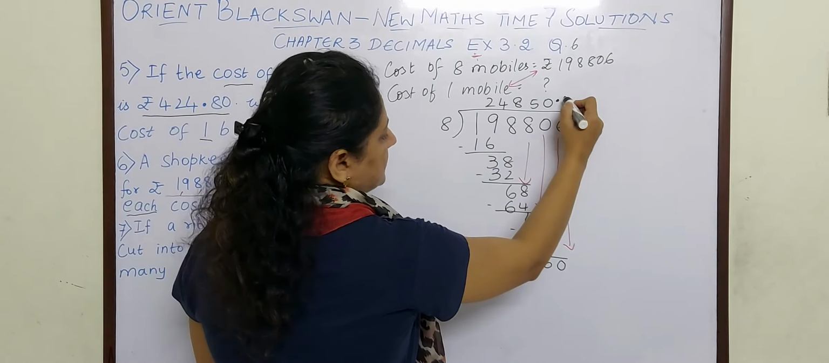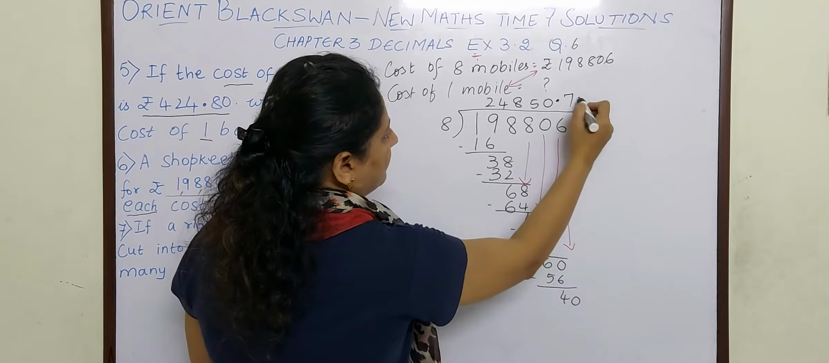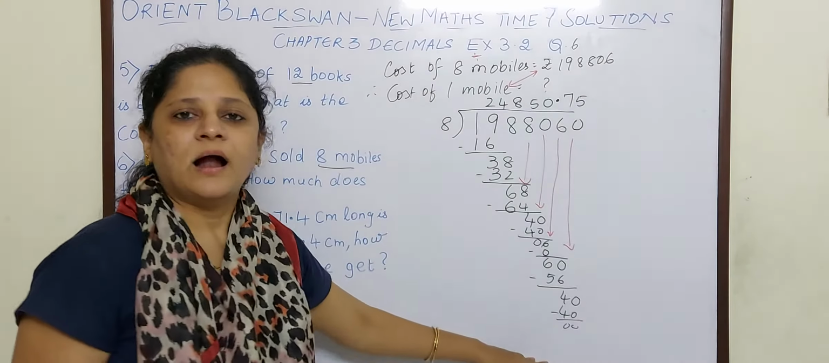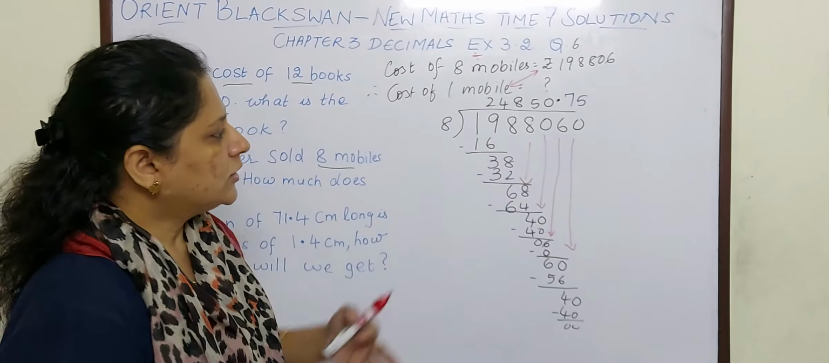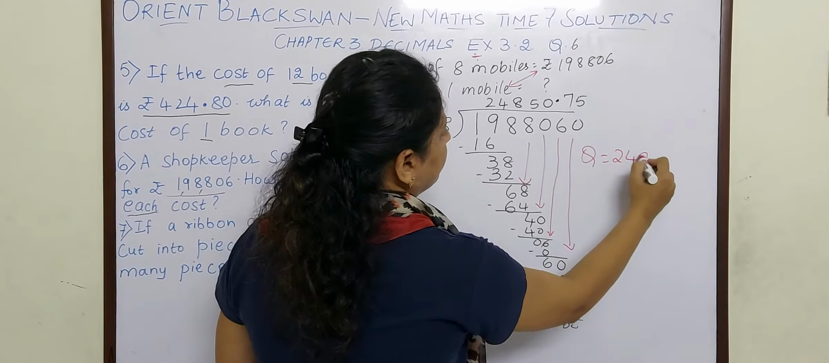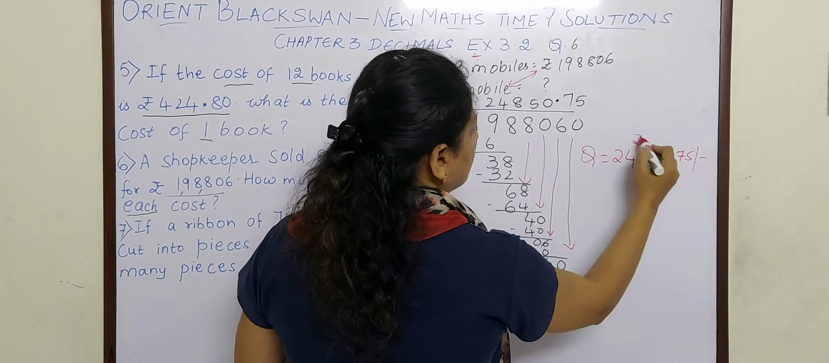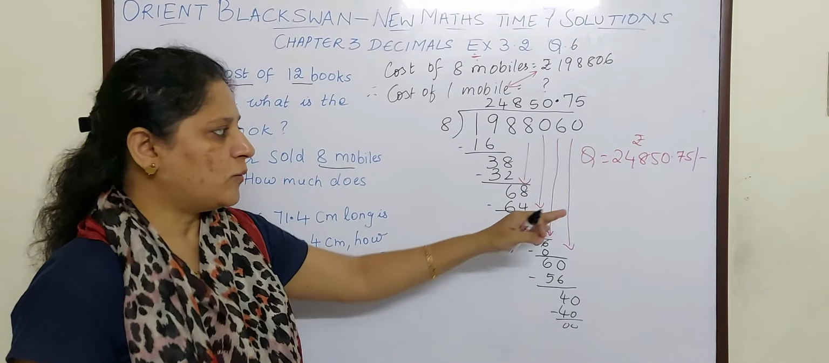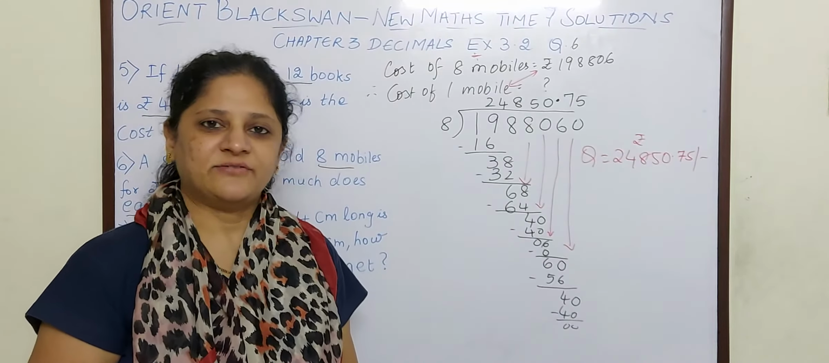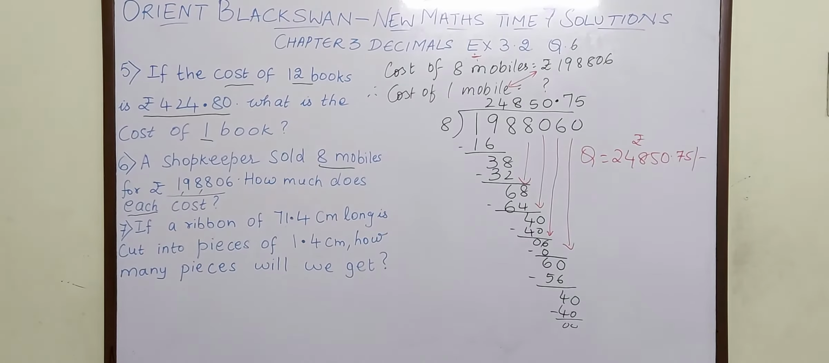Okay. So 8 7s are 56, 40, 8 5s are 40. So you do not have to stop division unless you get the remainder as 0. Now you can see the quotient is 24850.75 rupees. So you can say the cost of one mobile is 24,850 rupees 75 paise. So hope you understood, children. Let us go to the last problem.